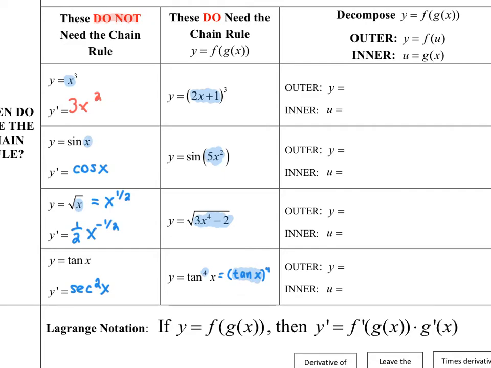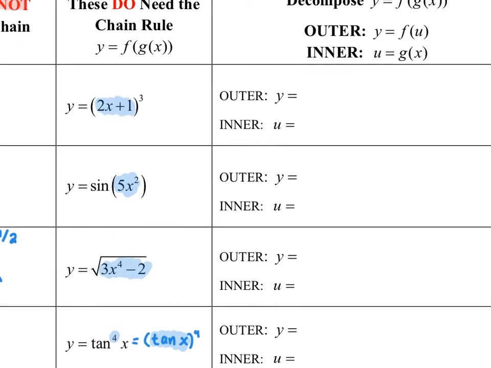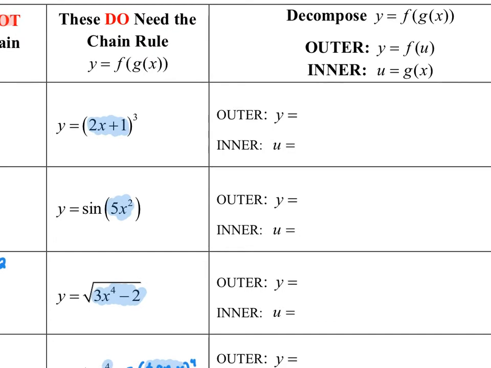So which function is on the outside and which function is on the inside. On this first one, (2x + 1)^3, my inner function is that 2x + 1, and I'm defining that as u. So this whole inside function is u. And then y is taking that u and raising it to the 3rd power. So this is my inner function, and that cubing is my outer function.